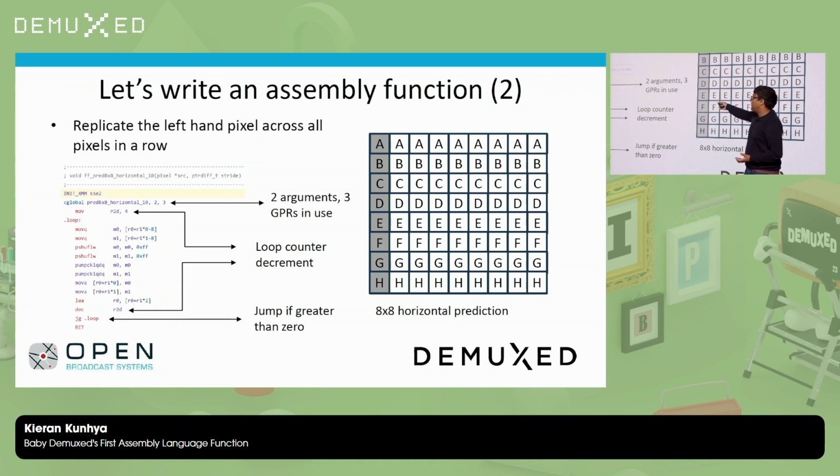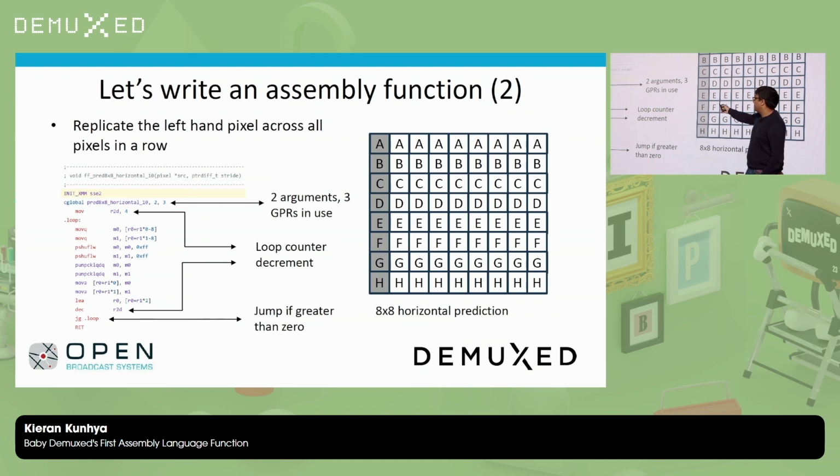You define a function, C global pred 8x8. That means the function has 2 arguments, as you can see at the top, and 3 GPRs in use. The third GPR is there for your loop counter, so that's your for i. So you need to actually go and define that.